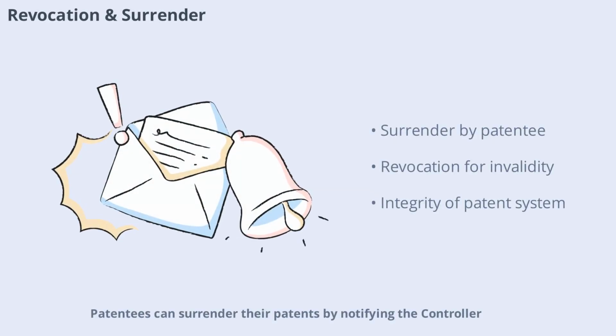Patentees can surrender their patents by notifying the controller, who publishes the offer and invites opposition. Revocation can occur if the patent is invalid, not new, obvious, or obtained wrongfully. Section 64 lists grounds for revocation, including lack of novelty, inventive step, or utility. The process ensures only valid patents remain in force, protecting the integrity of the patent system.